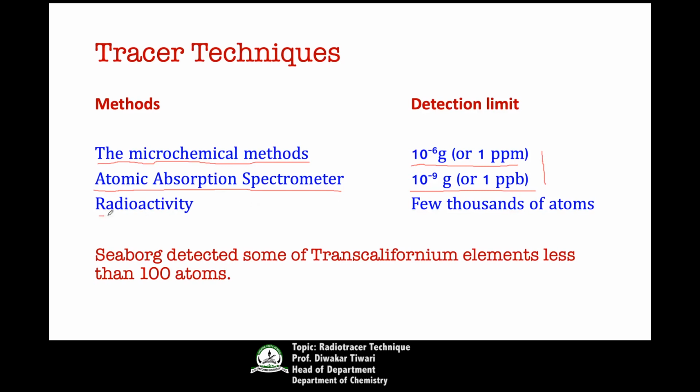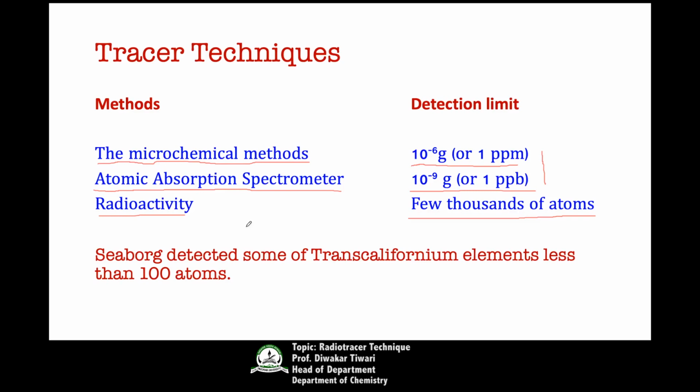On the other hand, radioactivity or tracer techniques can detect thousands of atoms. Such a low detection you can have with this radioactive technique. Why is such a low detection required? Because, as I told you, one example will make things clearer.